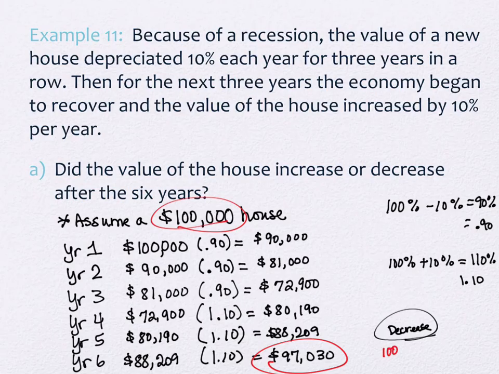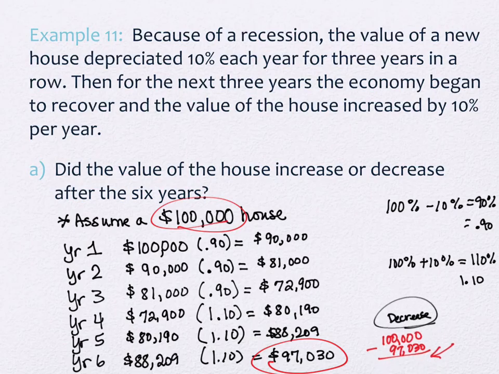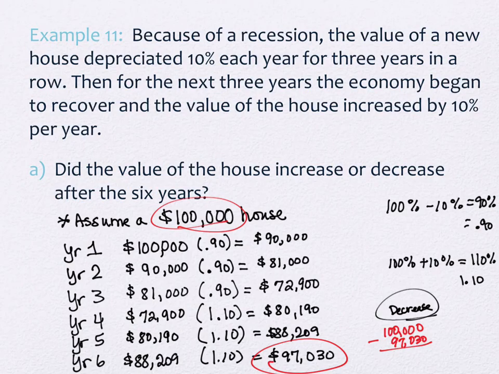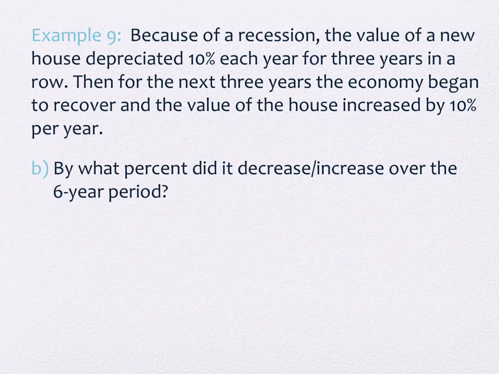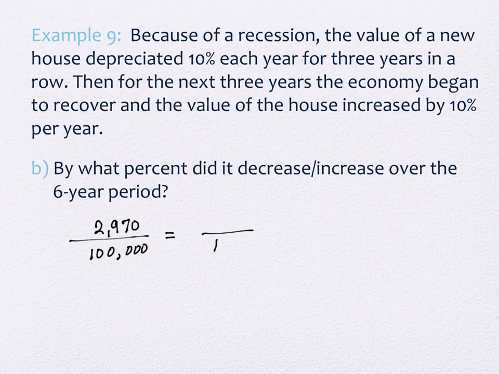Well, it was 100,000, and now it's worth 97,030. So how much did it go down in value? How much value did it lose? 2,000 something. 970? Does that look right? Okay, so this is the value lost with the numbers we made up. We can actually find what percent it went down. We'll do this real quick. It went down $2,970 out of the value of the original cost of the house, which is the 100,000. And we can figure out what that percent is.